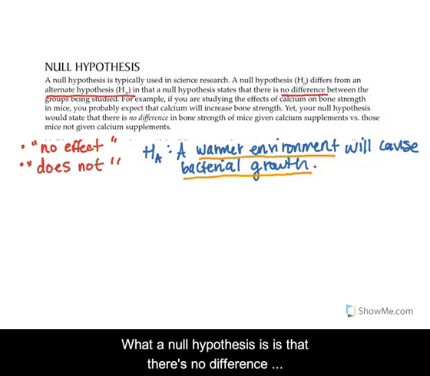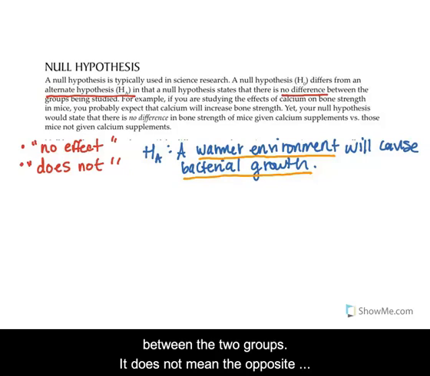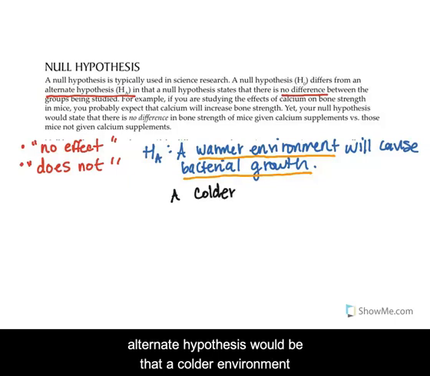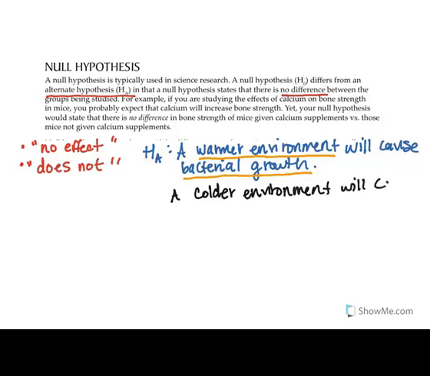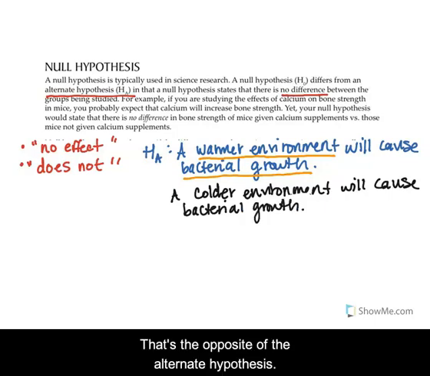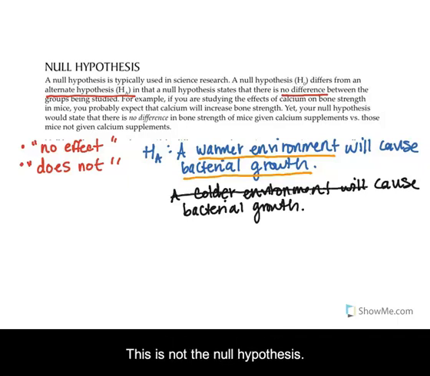So what a null hypothesis is that there's no difference between the two groups. It does not mean the opposite. And students always want to write the opposite of the alternate hypothesis for me. So let me write the opposite for you so you can see what I mean. The opposite of this alternate hypothesis would be that a colder environment, this is just one opposite, a colder environment will cause bacterial growth. That's the opposite, one of the opposites of the alternate hypothesis. This is not the null hypothesis.